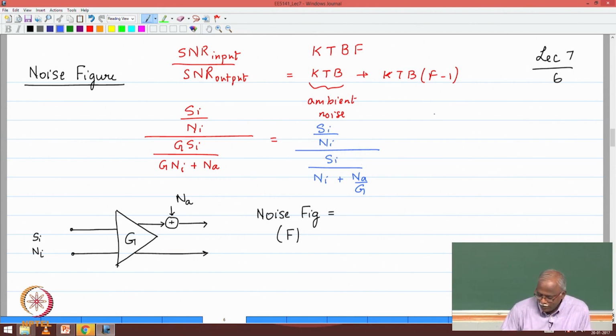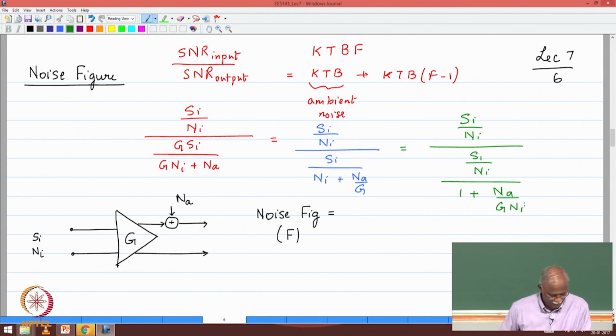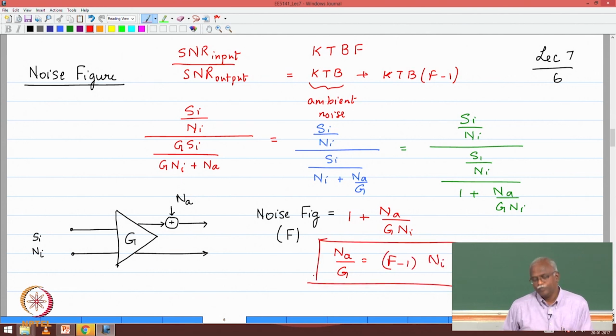Okay. Now take it one more step. Basically factor out Ni on both sides. So this can be written as Si by Ni. I'm going to factor out Ni, so then I get Si by Ni divided by 1 plus Na by G Ni. So Si by Ni will of course cancel. That gives me a very, very important result that the noise figure F is 1 plus Na by G Ni, or Na by G is equal to (F minus 1) times Ni. That's a very, very useful way to visualize.